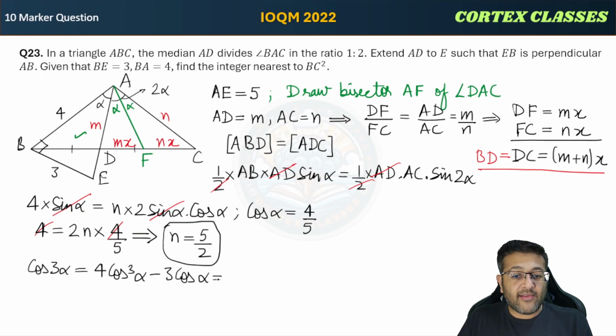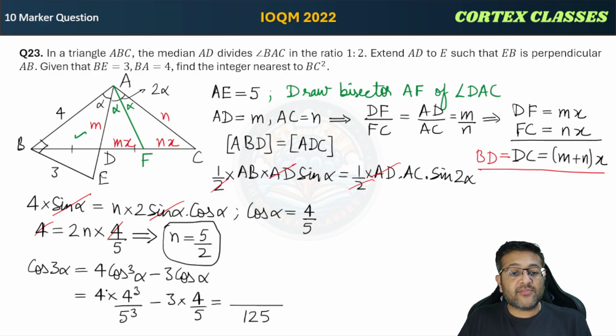So let's find the value first. So 4 times what is cos cube alpha? That is 4 cube upon 5 cube minus 3 times cos alpha is again 4 by 5. ठीक है? So guys, if we take the LCM, 5 cube, that is 125. So first term is 4 power 4 basically, है ना? That is 4 power 4. How much is it? 2 power 8. So 256 minus 12.